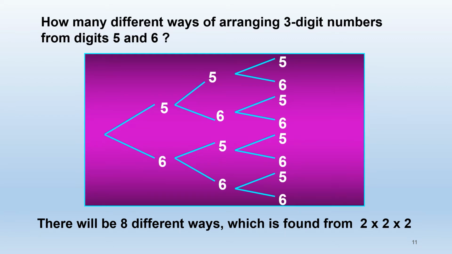Meaning that there will be 8 different ways, which is from, macam mana kita dapat 8 ni, is from here. Here you have 2 ways, 2 times. This one also you have 2 times 2. And from here, for the third digit as well, you have 2 options or 2 ways. So 2 multiply with 2 multiply with 2. So you will get altogether 8 different ways.